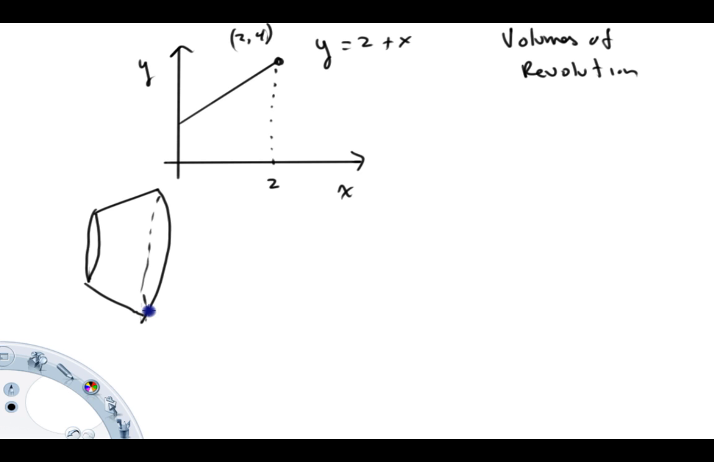All right, now, this is the point 0, 2. So this circular surface here would have a radius of 2. This circular surface on the right here would have a radius of 4. And I'm getting that from the function value here.